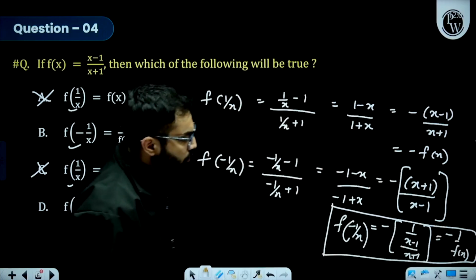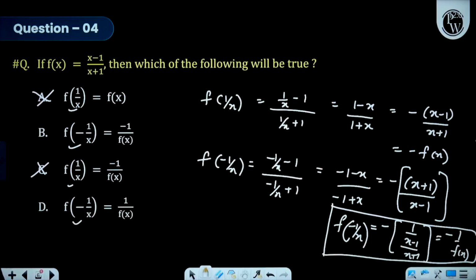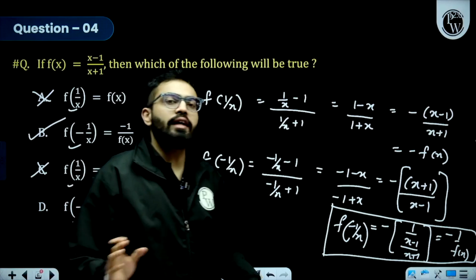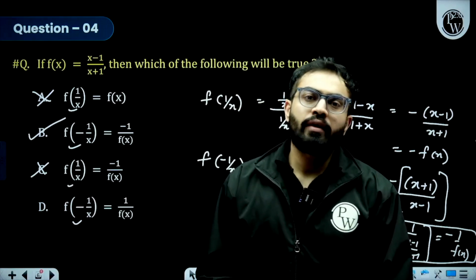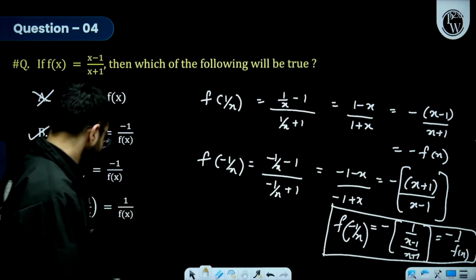Now let us see if this option is available with us. f of minus 1 by x is equal to minus 1 upon f of x. Option B matches with our answer. So that is why the right answer for this one is going to be option B. Let us move on to the next problem.